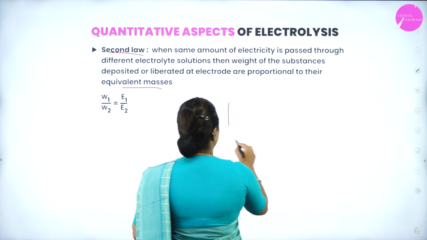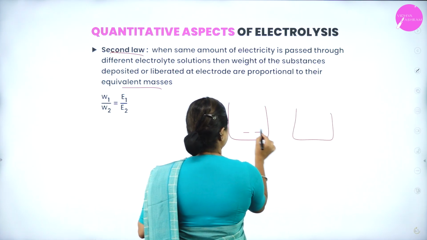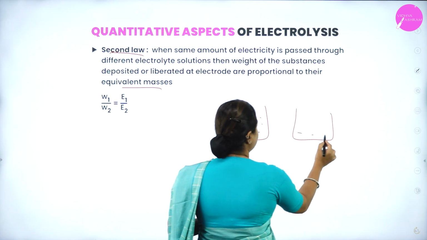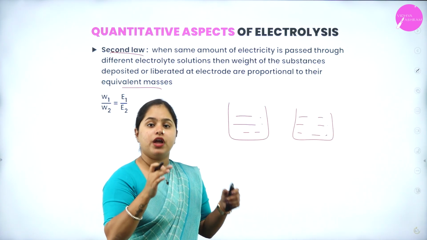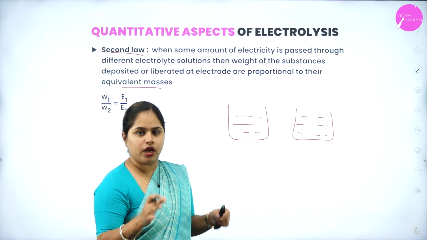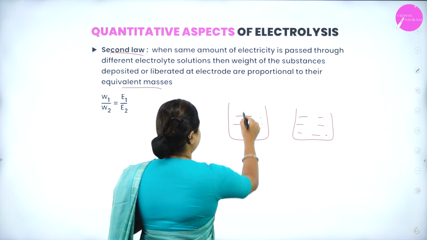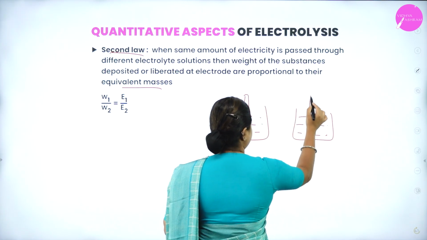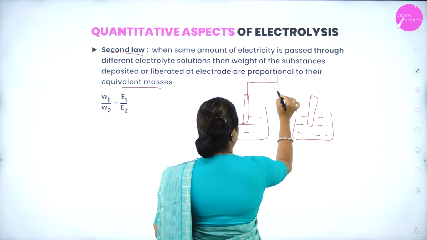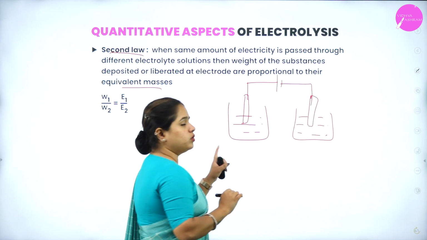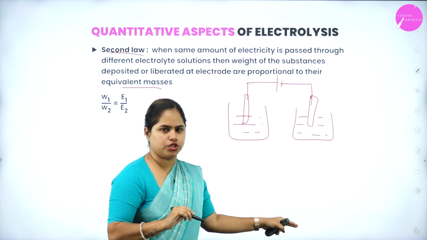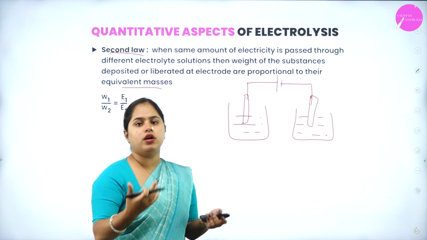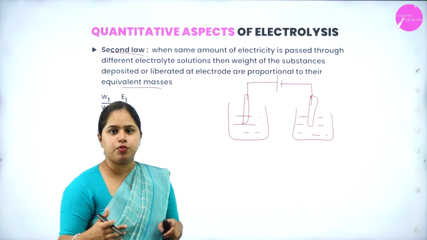I have 2 different electrolytic solutions. I have one electrolytic solution here, and another electrolytic solution here. Now, the same quantity of electricity is passed. Okay, I'm connecting it using a wire. Now, the same amount of electricity is passed through both the electrolytic solutions. In that case, on what does this mass depend?